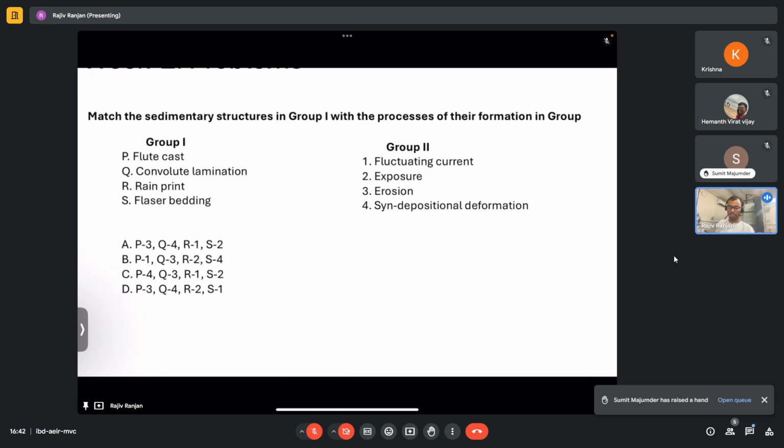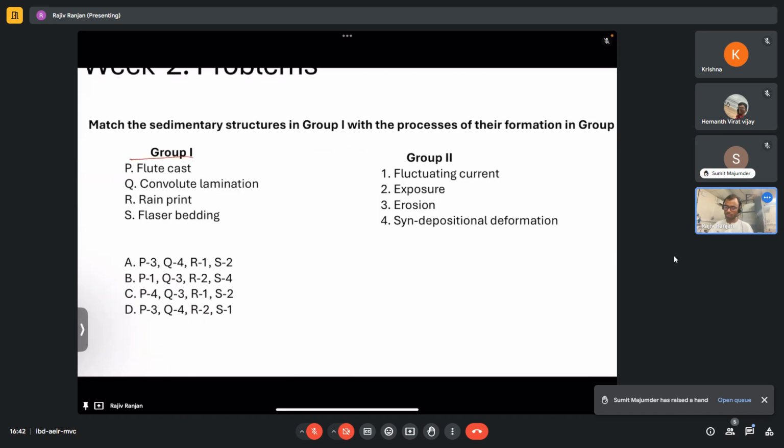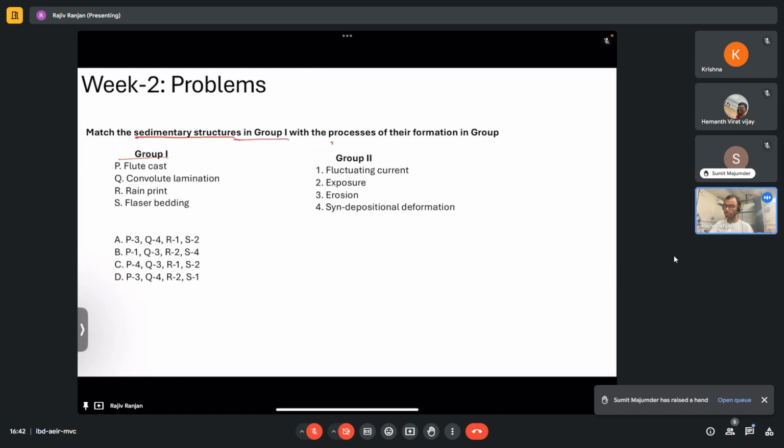Okay. Another set of match the following questions. Match the sedimentary structures in group 1 with the process of their formation in group 2. Flute cast, convolute laminations, rain print, flaser bedding. So we learned that convolute lamination is what? It's a thin sedimentary structure, right? Okay. So Q4, remember this. Rain print is what? It is exposed, then only it will form, right?